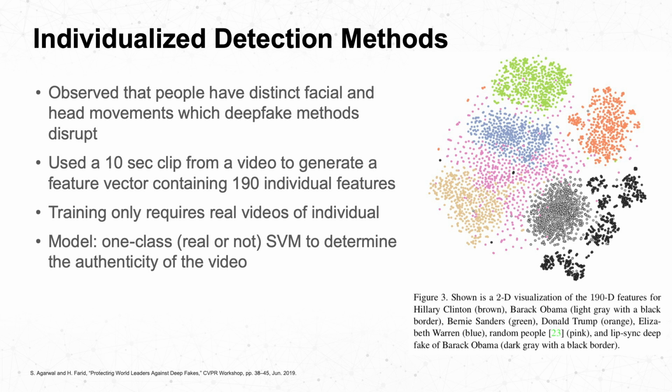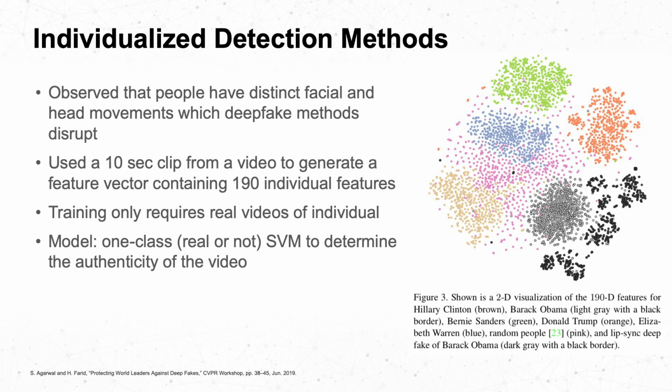And what I want to bring your attention to in particular are those gray dots towards the bottom right. Those gray dots represent a real video of President Obama. On the other hand, the black dots that are surrounding those gray dots further to the right are of a lip sync deepfake of President Barack Obama. So as you can see, there are definite differences between the deepfaked President Obama and the real President Obama, which is part of the reason why this method works.